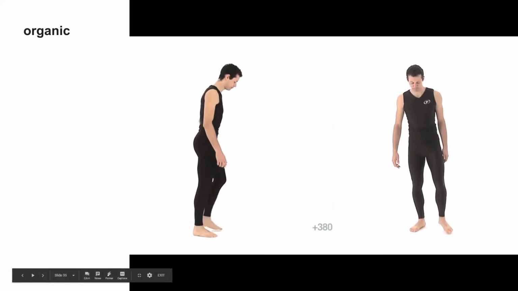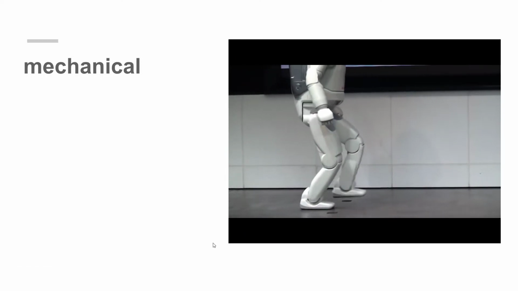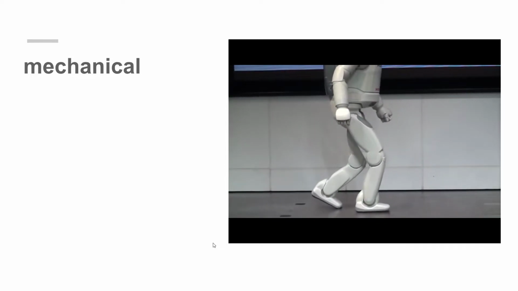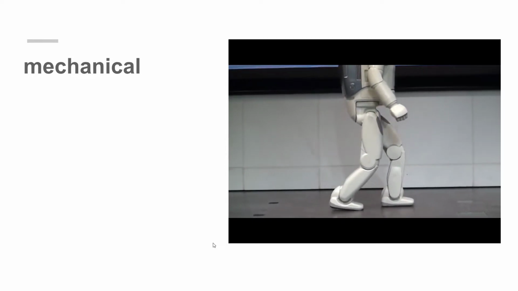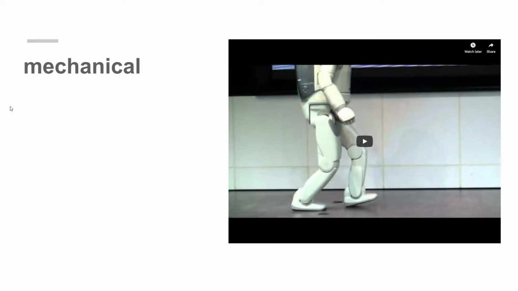Compare that to something like the walking of Asimo. Again, we see these robots move very linearly, very straightforward. The hips not really rising or sinking for the motion, because he's walking with his legs, not with his body.